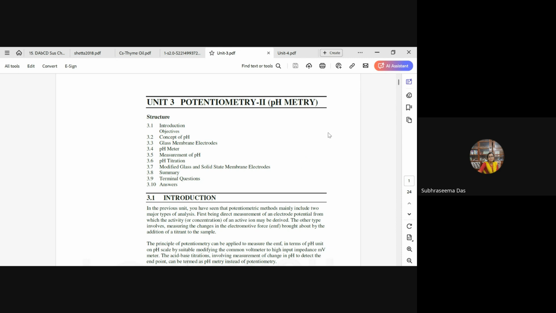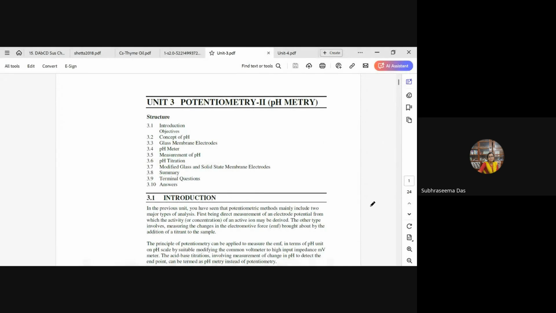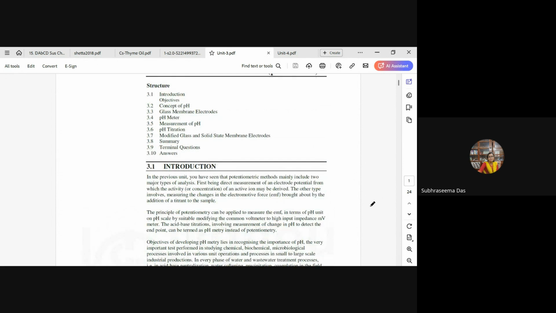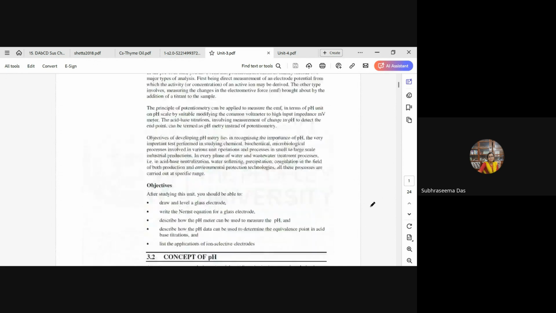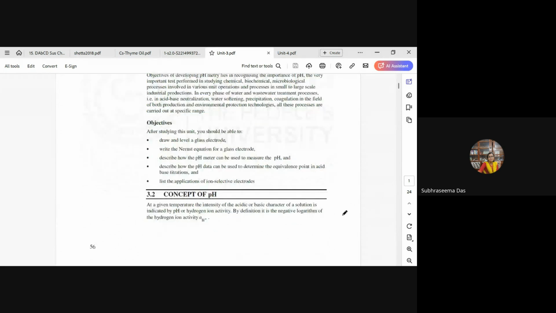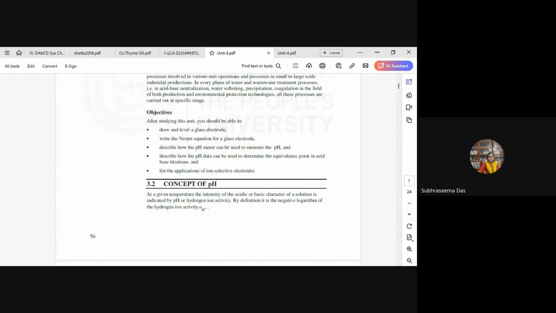So good evening, everyone. Last class we talked about pH metry. Today we will talk about pH metry, and that is one part of potentiometry. So we'll start with a basic introduction to potentiometry, and then we will talk about the measurement of pH and the types of electrodes that we use.